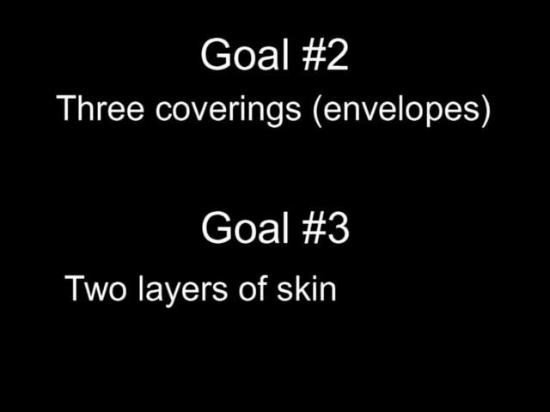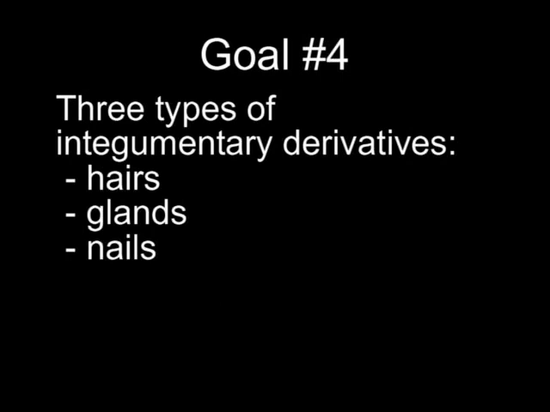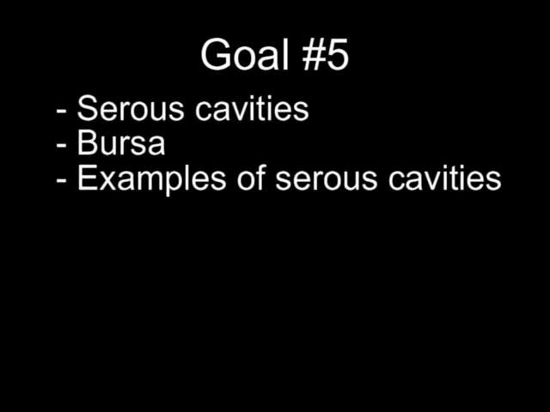Second, I want you to be able to identify the 3 coverings or envelopes of the human body. Third, I want you to be able to name and describe the 2 layers of the skin. Next, I want you to name and describe 3 types of integumentary derivatives such as hairs, glands, and nails. Lastly, I'd like you to be able to define serous cavities, be able to describe a bursa, and give examples of serous cavities in the body.